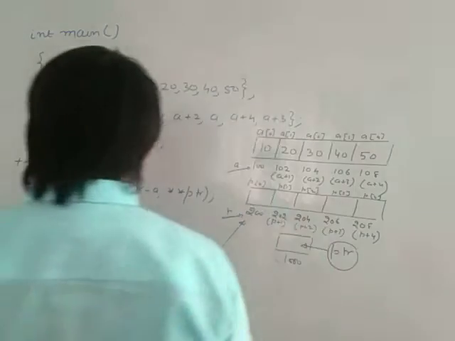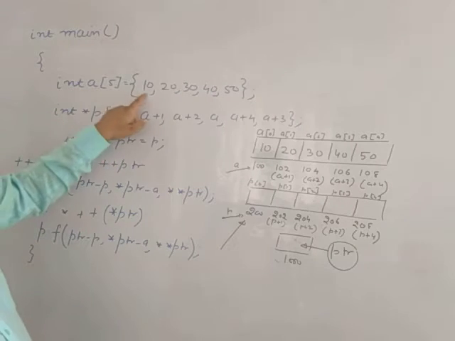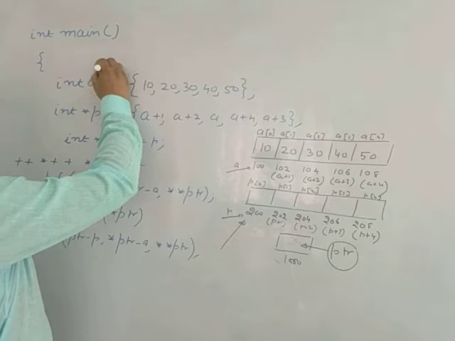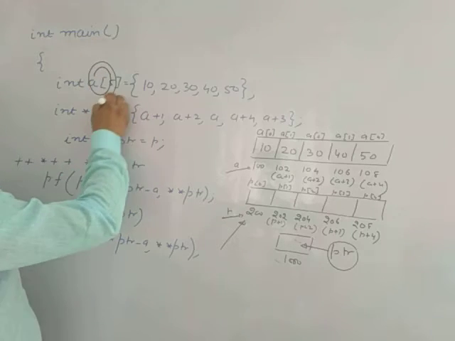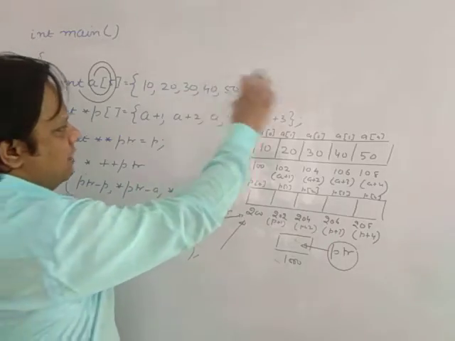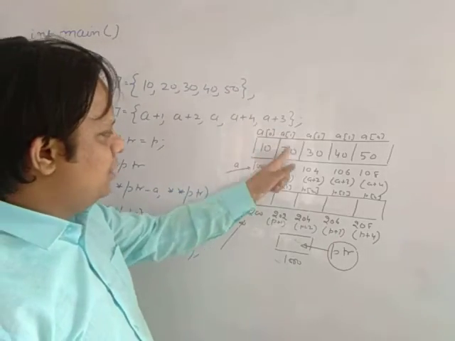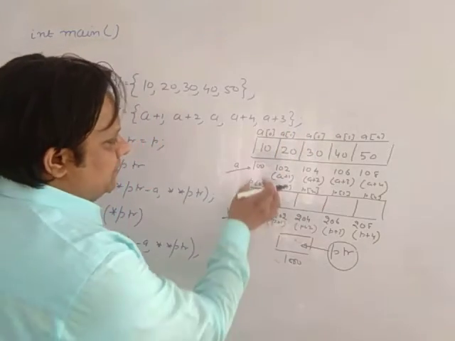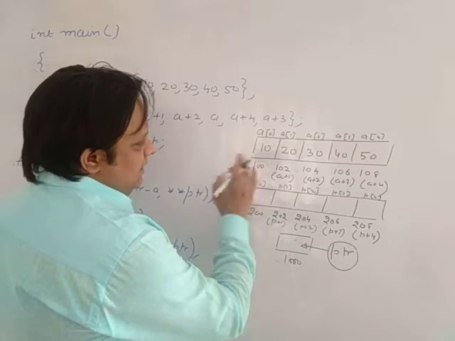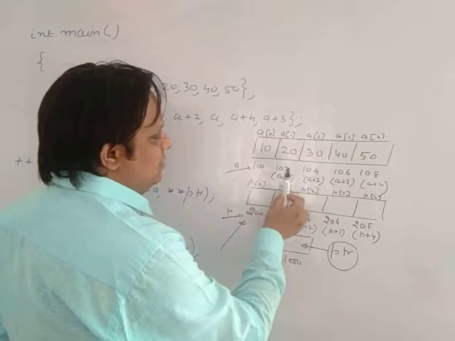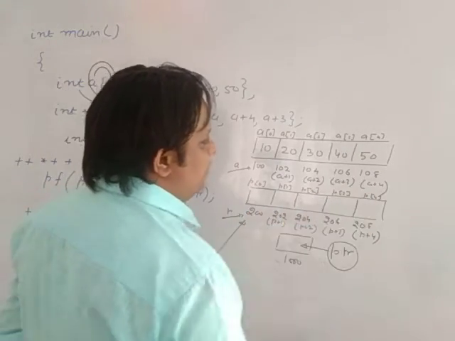Okay. So first line, int a[5] = {10, 20, 30, 40, 50}. It means I have declared an array of 5 integers, right? And those integers are 10, 20, 30, 40, 50. And this is the diagrammatic representation of this: 10, 20, 30, 40, 50, a[0], a[1], a[2], a[3], a[4]. Let's suppose the address starts from 100 and the array elements are stored in continuous memory locations. So 100, 102, 104, 106 and 108.